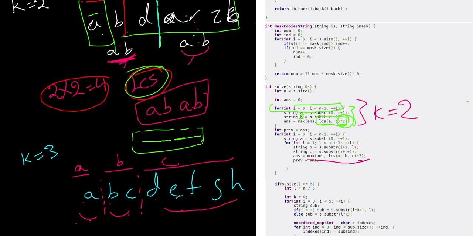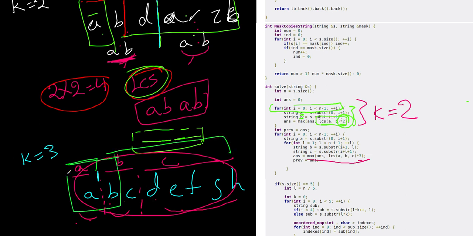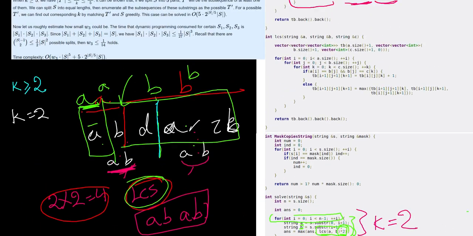We need to do this for all possible values of splitting. So for example, we fix A to be this part, then we do all the possibilities for B and C, then we increase A to be this section, and we do all splittings of this section for B and C, and so on. So for this, the time complexity will be W3 multiplied by S to the power 5.